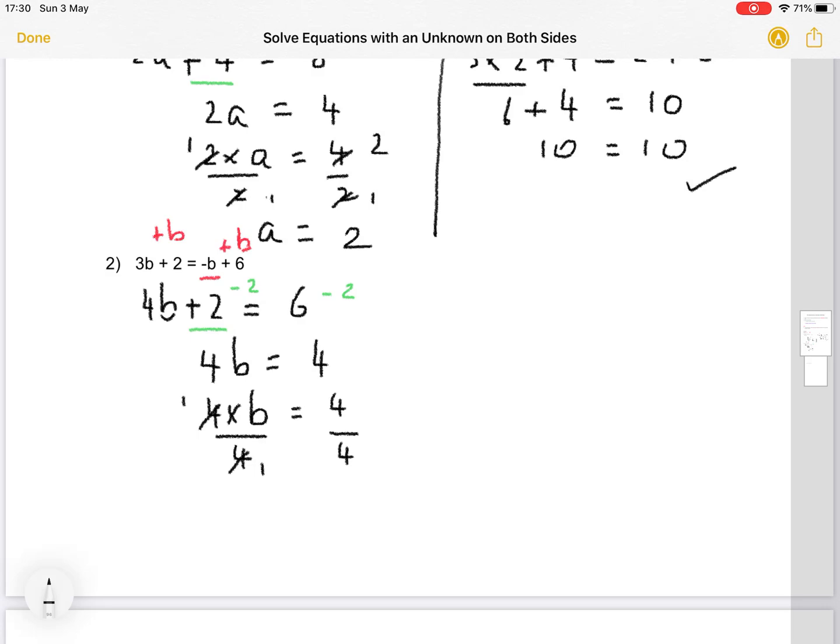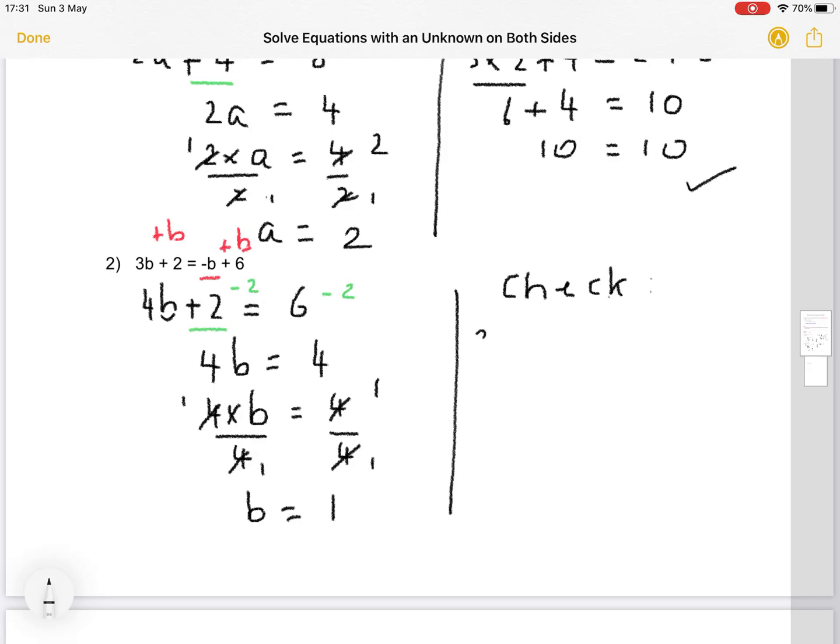I cancel the 4 with the 4 on the left. I cancel the 4 with the 4 on the right. So I end up with b is equal to 1 division by 1, it's 1. Okay? Let's check, boys. To check, we substitute b by 1 in the equation. Wherever there is a b, we write down a 1.